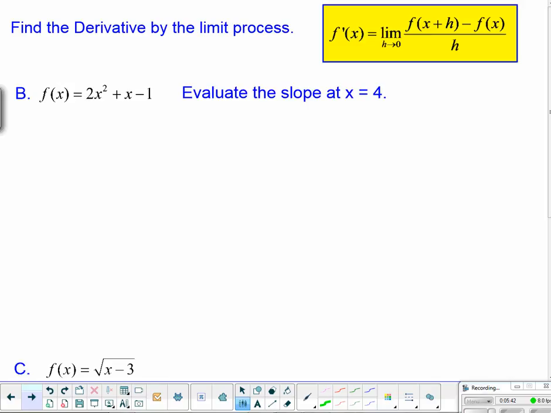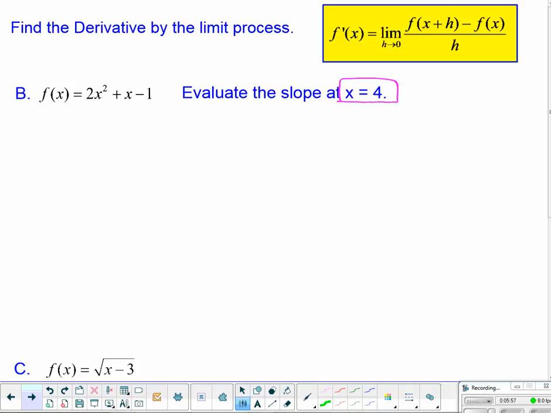Okay, so now that we're warmed up, we can really hit it here. Find the derivative of the function f of x equals 2x squared plus x minus 1, and they ask us to evaluate it at x equals 4.